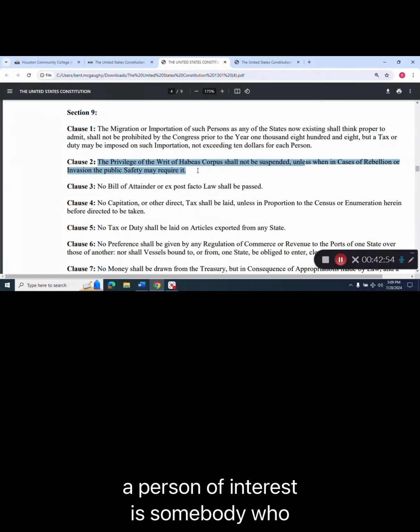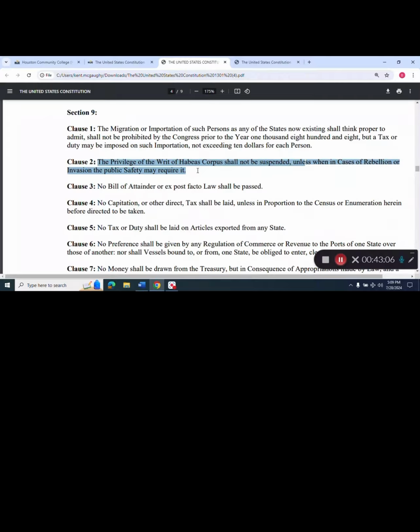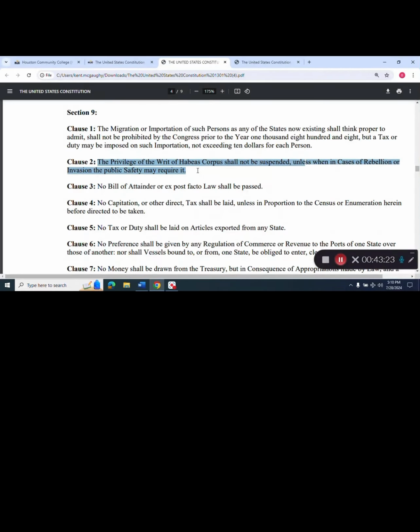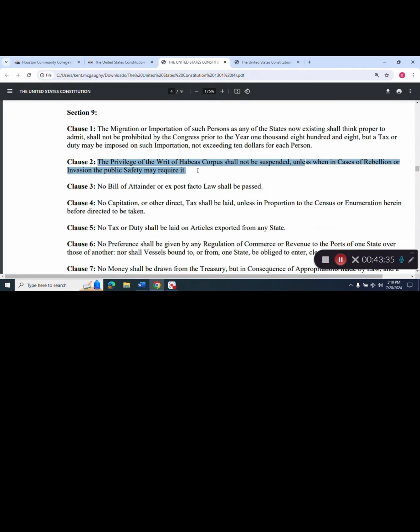A person of interest is somebody who they suspect of committing a crime, but they don't have the evidence to charge them for committing that crime. And if they bring that person into custody, they can actually hold that person without charges until they find the evidence to charge them with the specific crime. And that, again, is turning our whole legal process upside down. That's when a person is being presumed guilty instead of being presumed innocent.